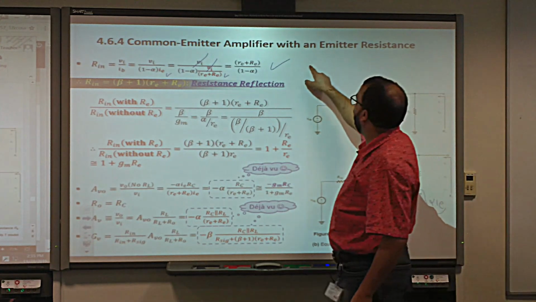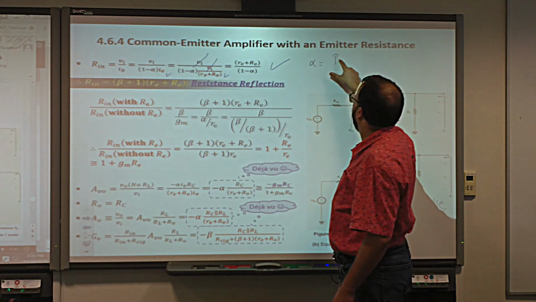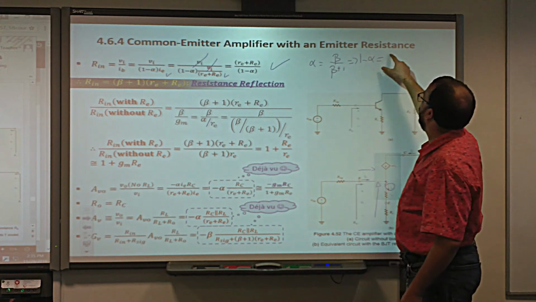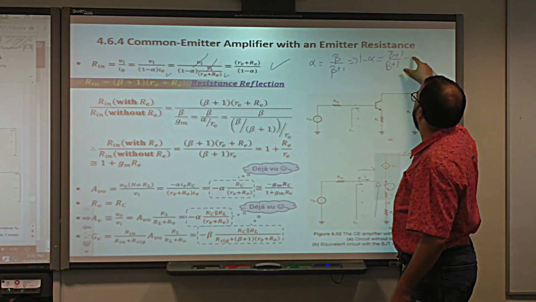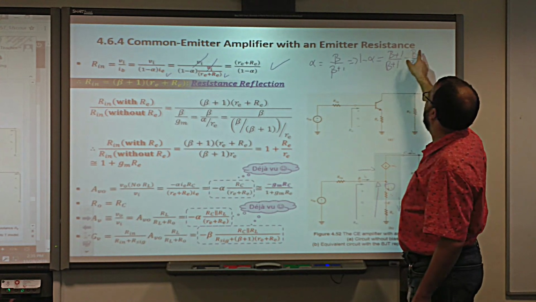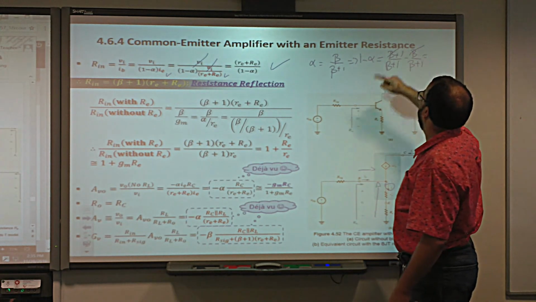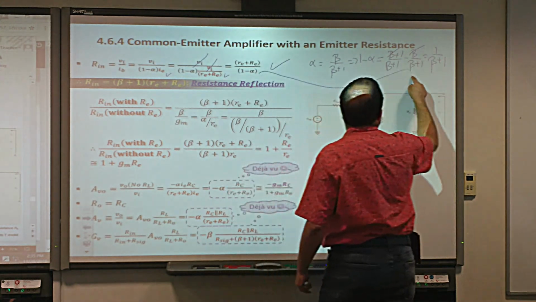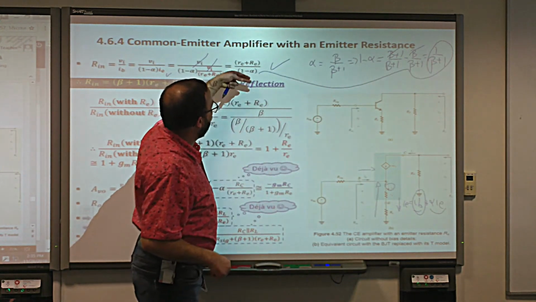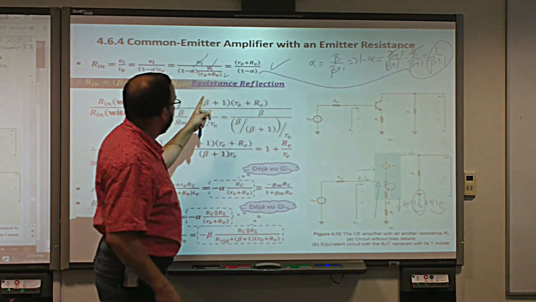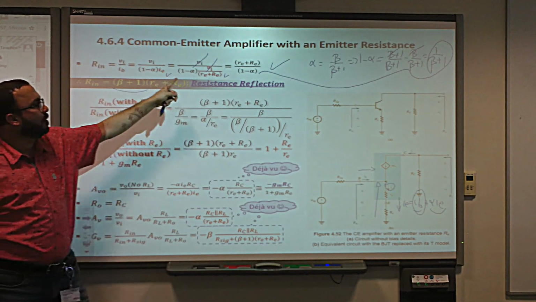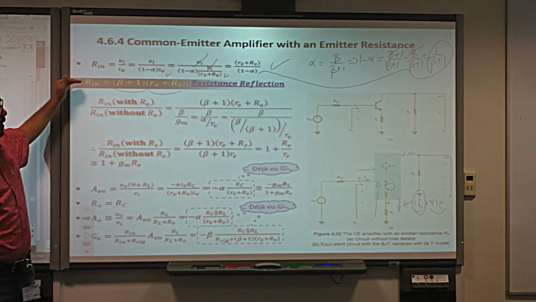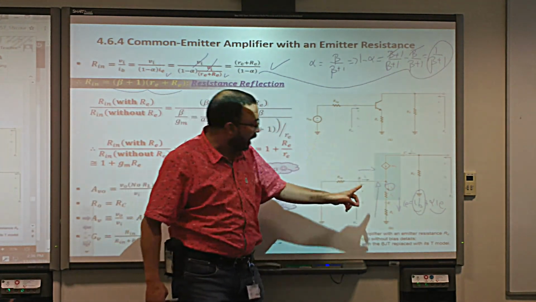Not done yet. Remember that alpha is equal to what with beta? Beta over beta plus 1. So that means 1 minus alpha is equal to (beta plus 1) over (beta plus 1) minus beta over (beta plus 1). So this minus this equals 1 over beta plus 1. Very good. So here 1 over (beta plus 1) goes into this, so beta plus 1 will go up, and then it becomes here, times this. Boom. Got it? So the input resistance, when we look into the base, is equal to (beta plus 1) times the whole resistance in here.